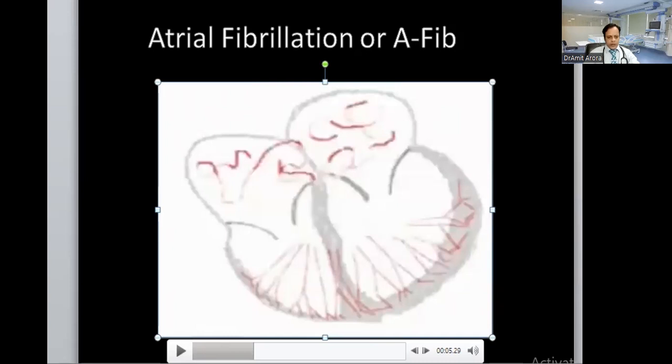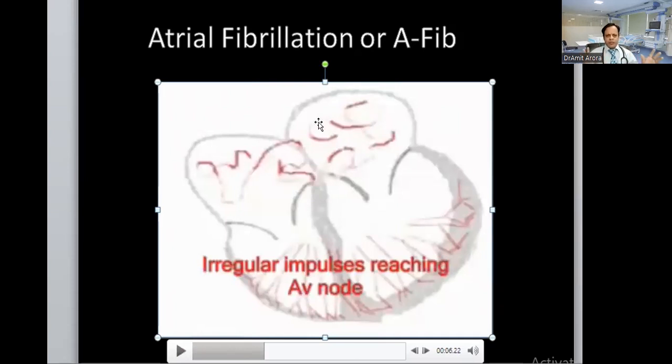Yes, absent, Mahima. So with conceptual study, we can learn that there is no depolarization, so the P wave should be absent. But another thing is there. Irregular impulses will reach the AV node. As there are so many random impulses, some of these will reach the AV node, and the AV node will conduct them in an irregular manner. So the QRS generated will be normal because it will not get affected.